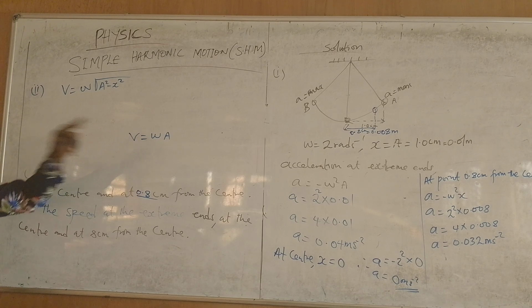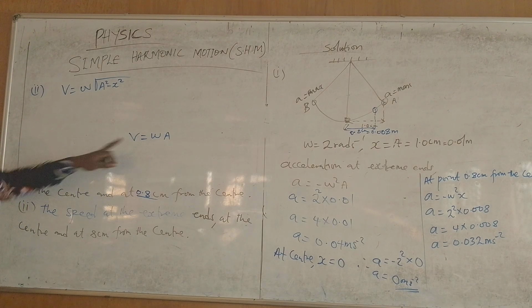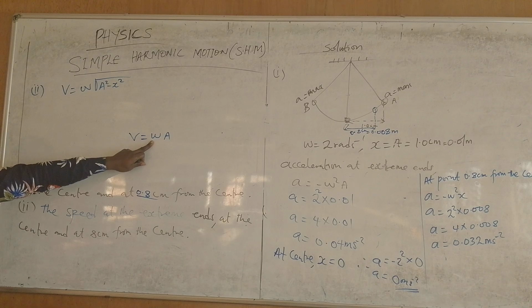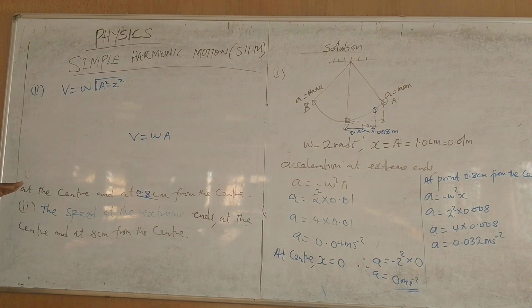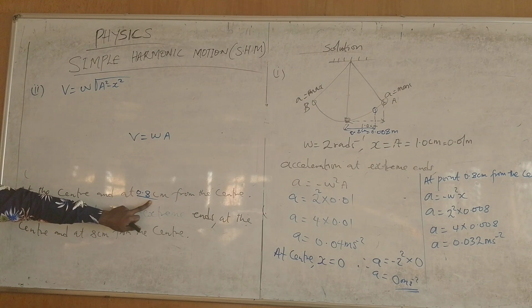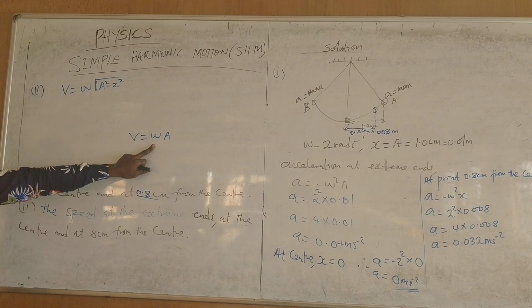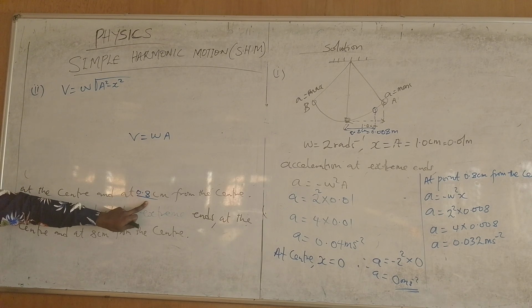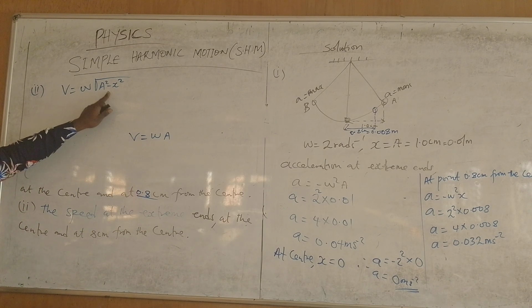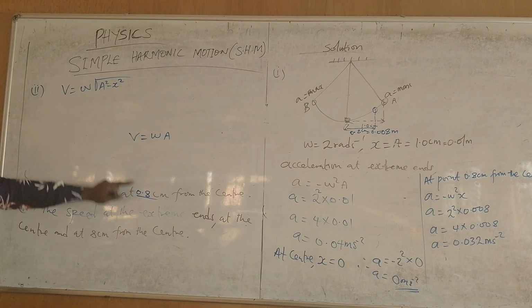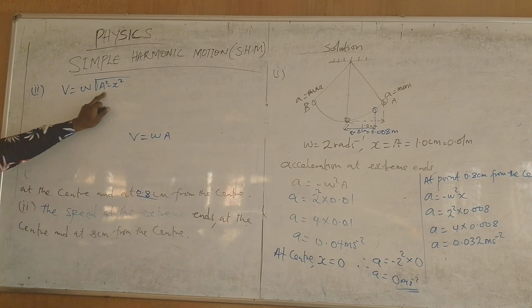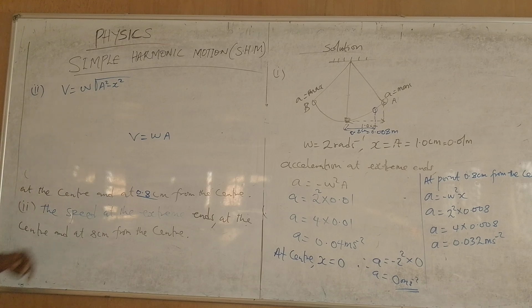But at every other point apart from center or at the extreme end, you can't use this because some make the mistake of using this one. When you are given a distance from the center like 0.8 centimeter and you have to find speed, you can't use this now. Because this is no longer A, this is x. So this one comes in. For this, you use both A and x. I know you don't understand what I'm saying.